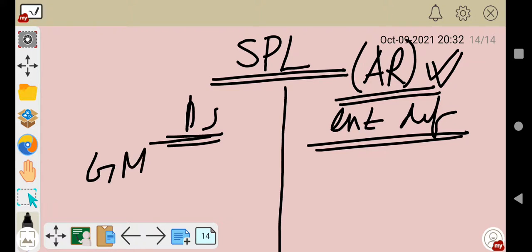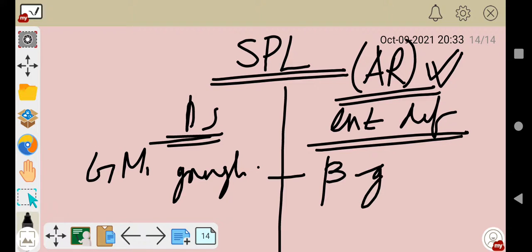So first is GM1 gangliosidosis, right? So here what is deficient? Beta galactosidase is deficient.